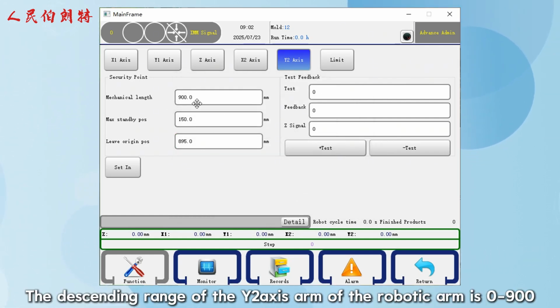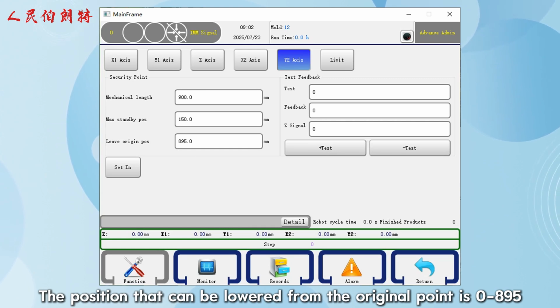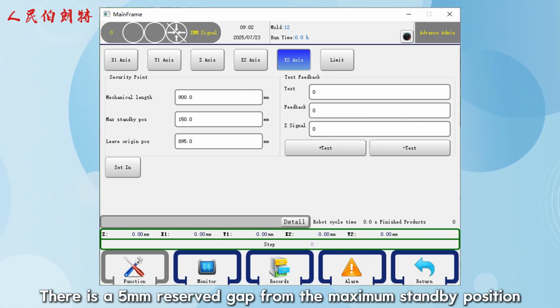The descending range of the Y2 axis arm of the robotic arm is 0-900. The standby position is between 0 and 150. The position that can be lowered from the original point is 0-895. There is a 5 mm reserved gap from the maximum standby position.